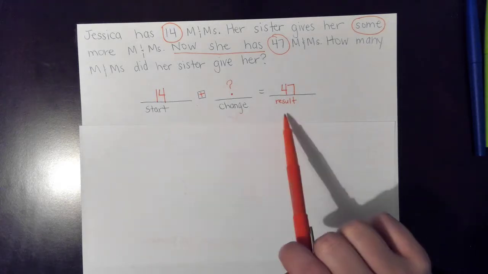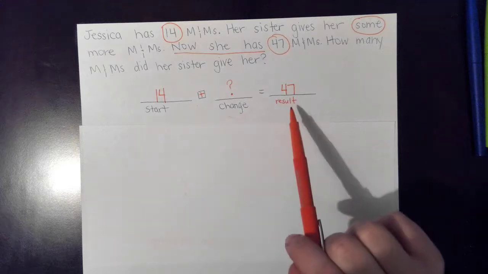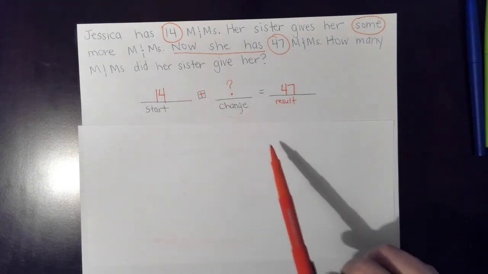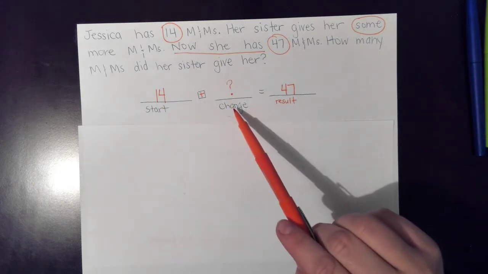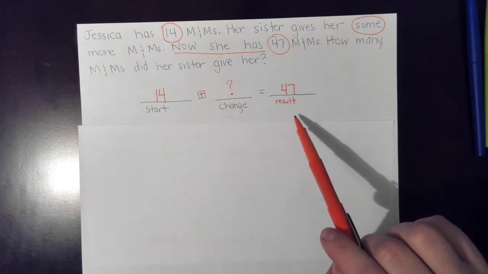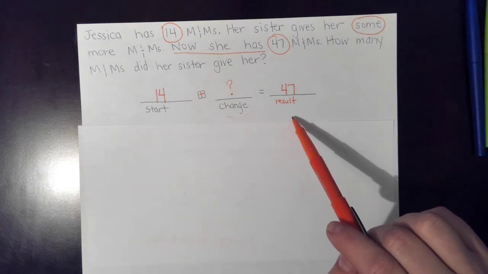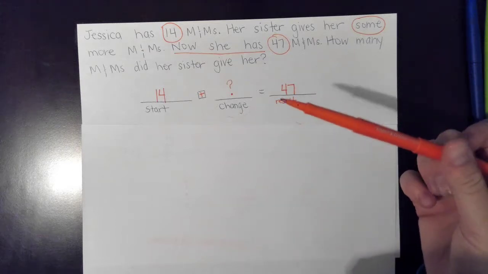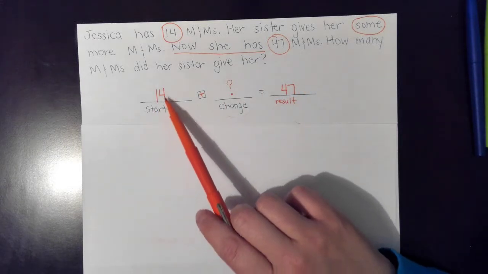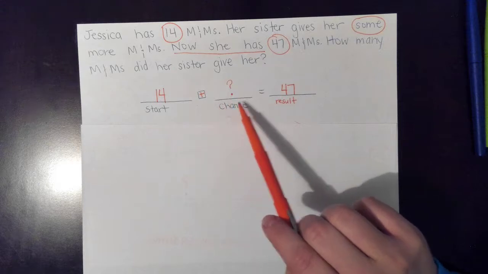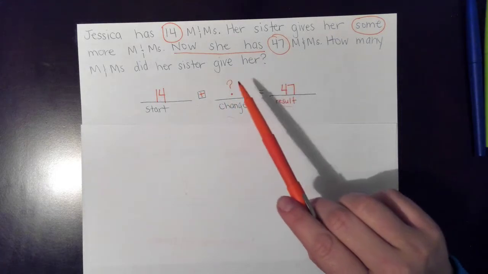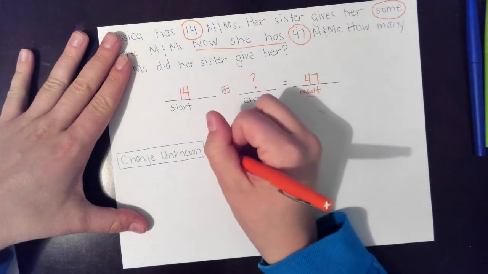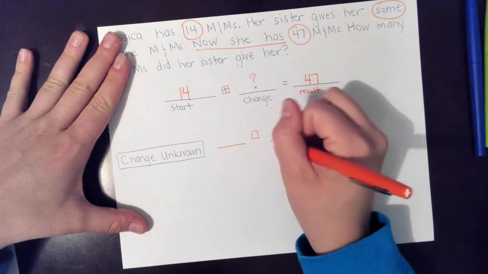Well, if I'm looking at this, would you be able to solve this problem? Think about that. Can you solve this problem right now? Can you add 14 plus something equals 47? I'm thinking no. I'm thinking I'm going to need to rearrange this problem so that I can solve it. Well, I know that if I started with 14 and I add some, I get a bigger number. So if I want to figure out the change, I'm going to rewrite my equation.